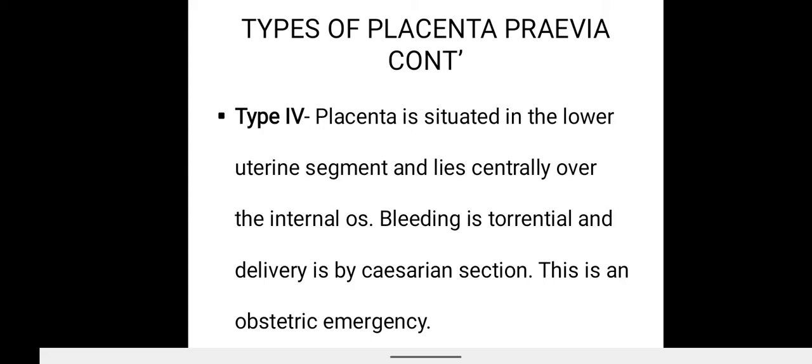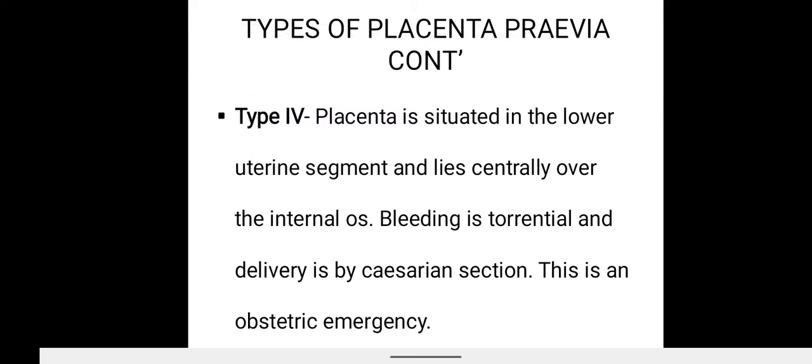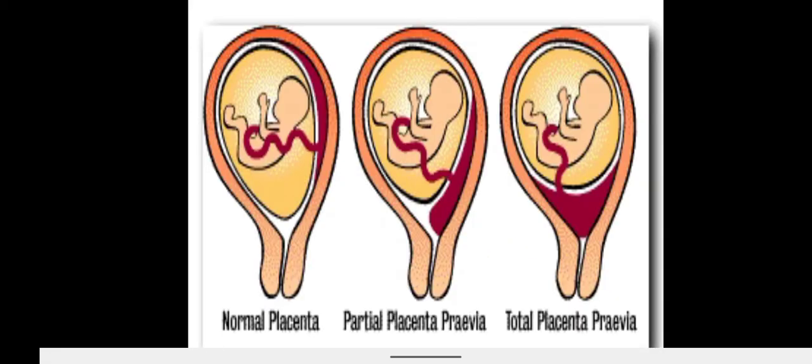Let's look at type 4. Type 4, the placenta is situated in the lower uterine segment. Remember, type 4 is also known as complete. This placenta lies centrally over the internal os, meaning it is embedded on the internal os of the cervix. Bleeding is torrential and delivery by cesarean section is the only way. When someone has placenta previa type 4, which is complete, remember this is an emergency. The only possible delivery is through cesarean section.